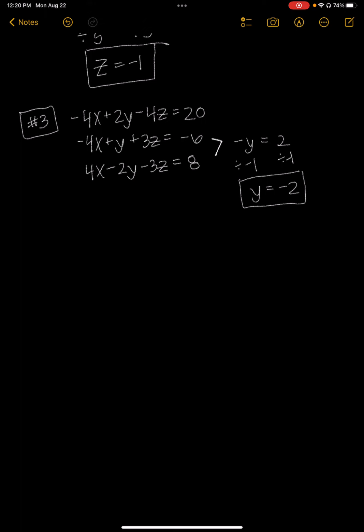Now, the next step I want to take is to combine the first and the last equation. And the reason why I'm choosing the first and last equation is, once again, because I've got a -4x and a +4x, and so those should cancel each other out. So I'm just going to rewrite those two together so we can see them a little bit better.